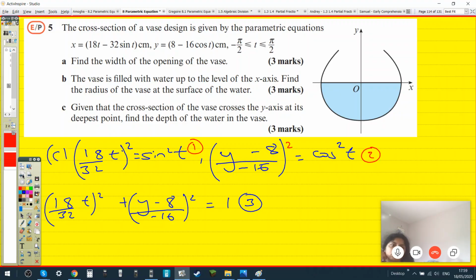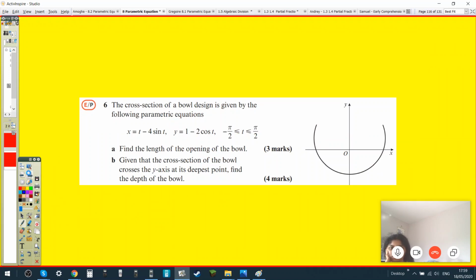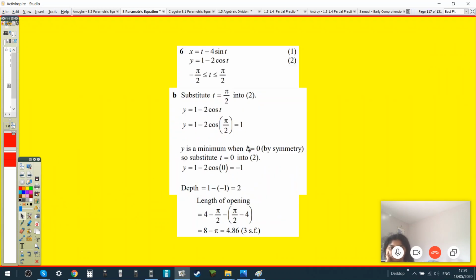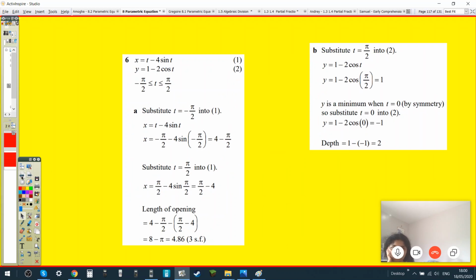Given that the cross-section of the vase crosses the y-axis at its deepest point, so that's the only one. Find the depth of the water. So it's when y is 0, t is a certain thing. No. When x is 0, t is a certain thing. And then when t is 0, that should work. Let me just take a quick look. Oh, this is very similar. This one has worked solutions. So let me just see this one.